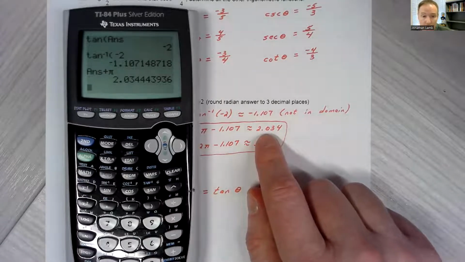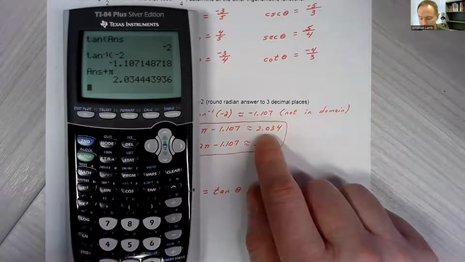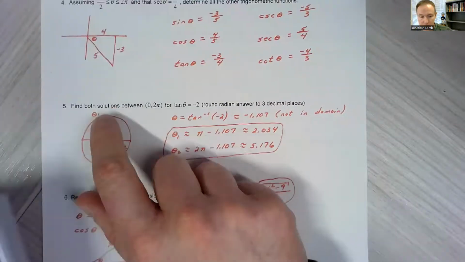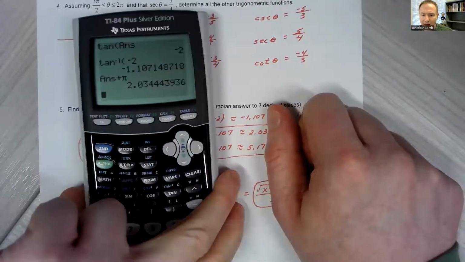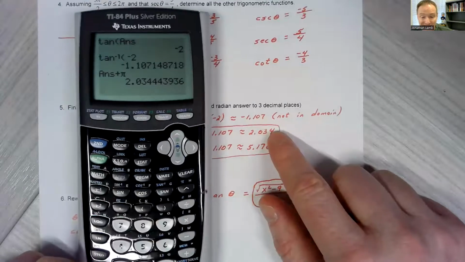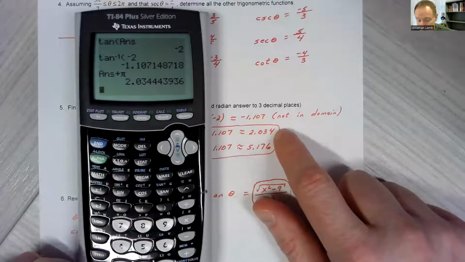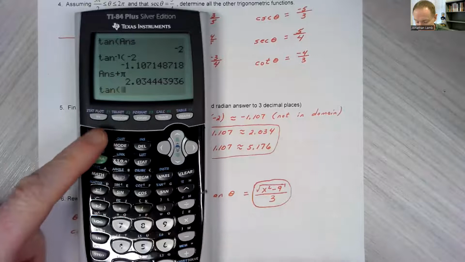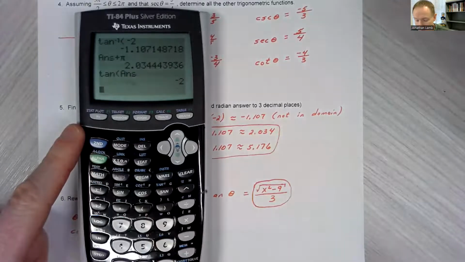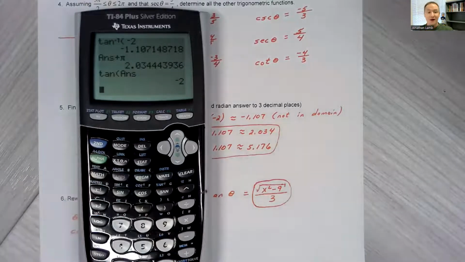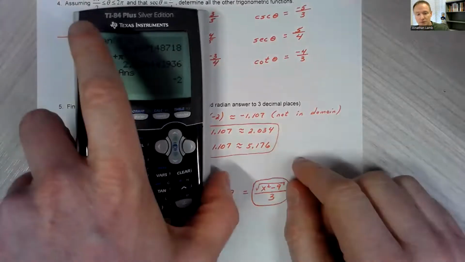And we know that that's in quadrant 2 because quadrant 2 starts at pi over 2, which is 1.57. So this is a pretty good way into quadrant 2 here. Now, I know that if I take the tangent of this answer, I better get a negative 2. Tangent of that answer better be negative 2. It is. All right, so feel pretty good about that problem. Hope that you do too.